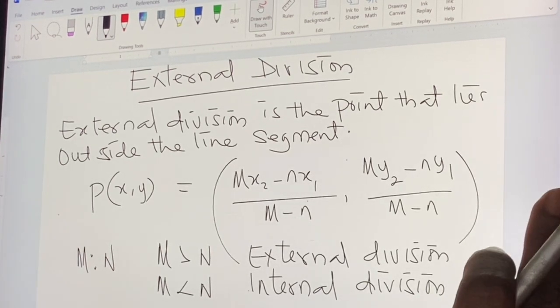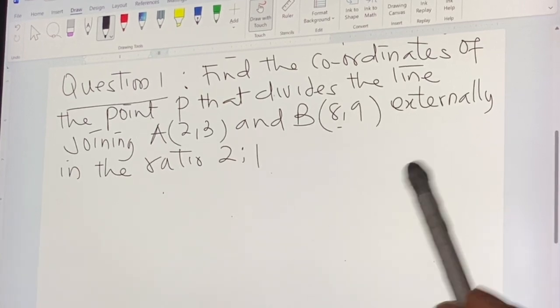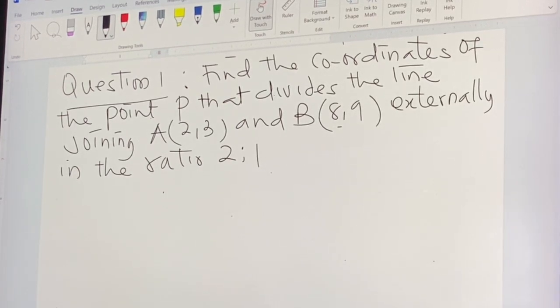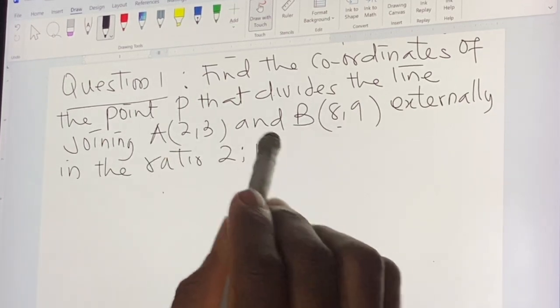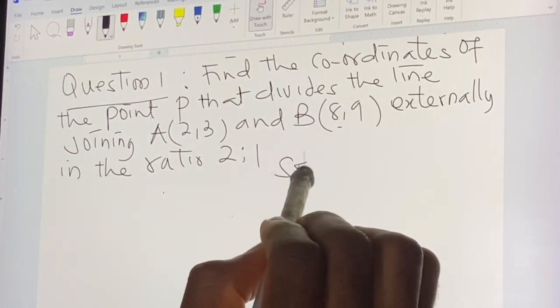Question 1. We are given a question here. Find the coordinates of the point P that divides the line joining point A (2,3) and point B (8,9) externally in the ratio 2:1. This point here is an external division. Solution, please.